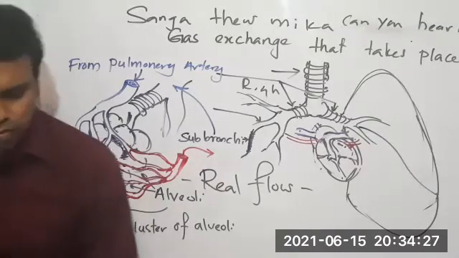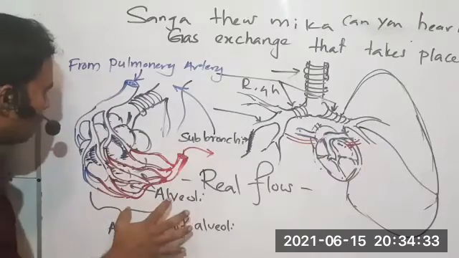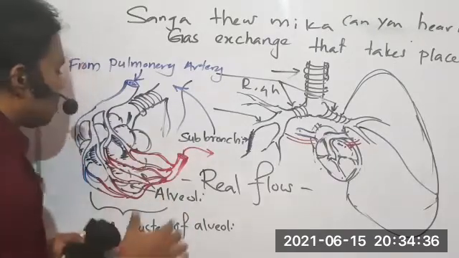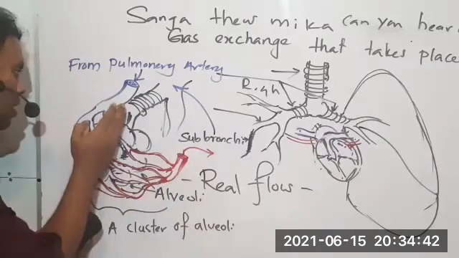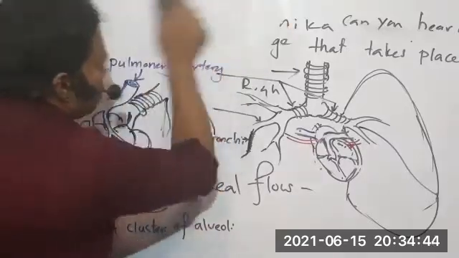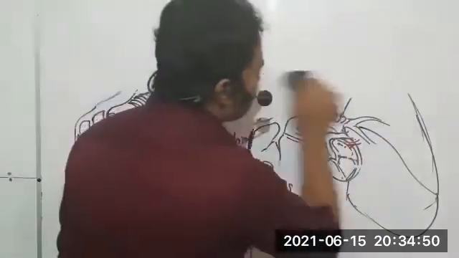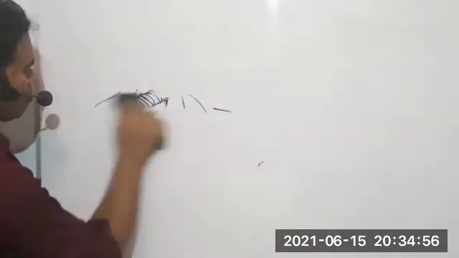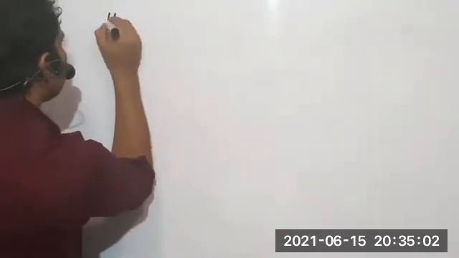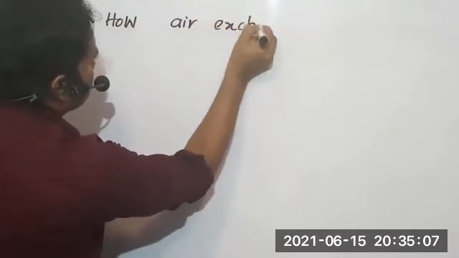Okay. Maybe now. So this is a cluster of alveoli. Next, we are going to study how gaseous exchange happens between alveoli, a single alveolus, and blood capillaries. Okay, let's take down the topic. How gaseous exchange.